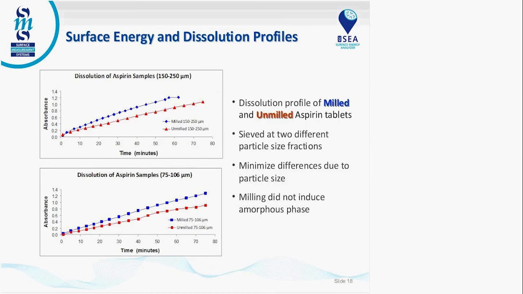So moving on to how else surface energy may affect material properties. We see this is aspirin at the same particle size fraction, 150 to 250 microns. This is 75 to 104 microns. These are milled and unmilled. These are not amorphous. We can see here that the milled sample, even at the same particle size, same surface area, within measurement, within this particle size range, has a faster dissolution rate.